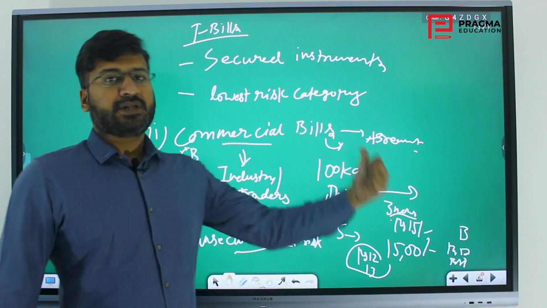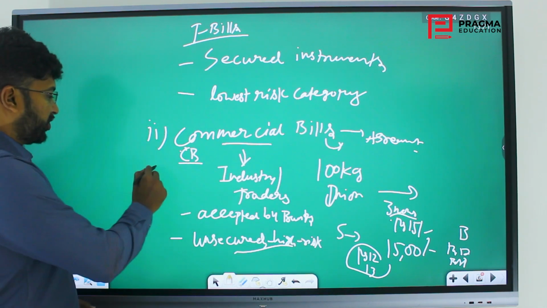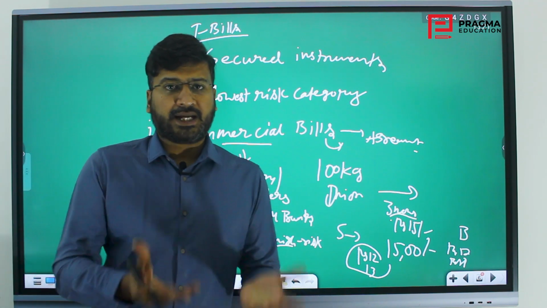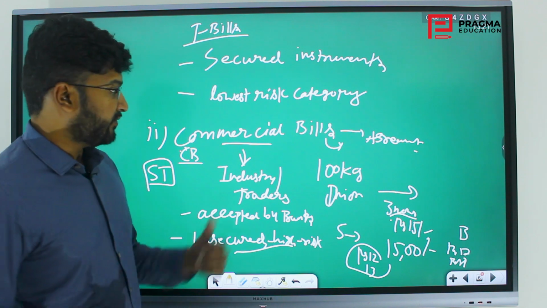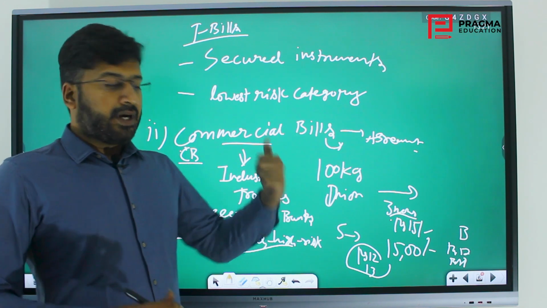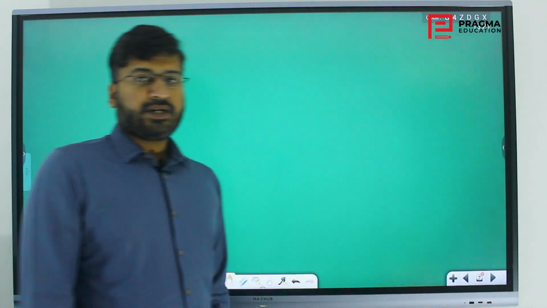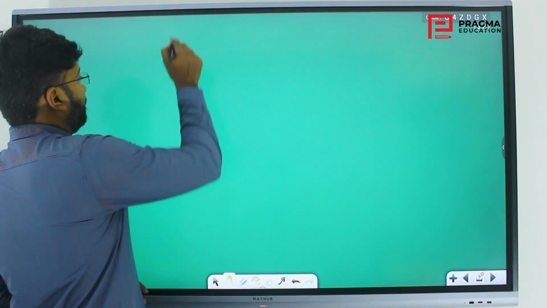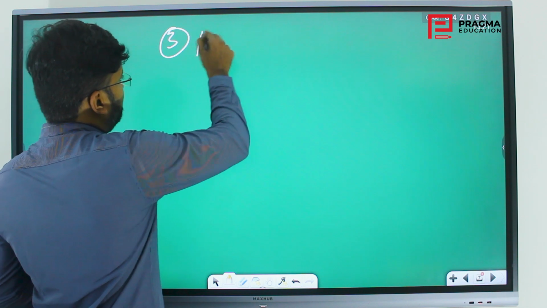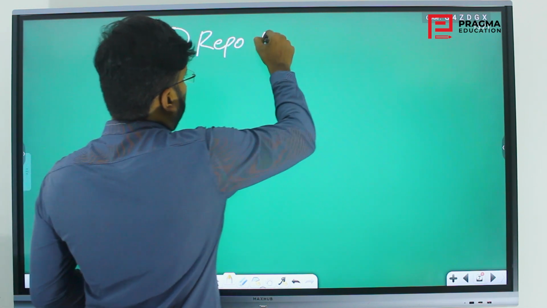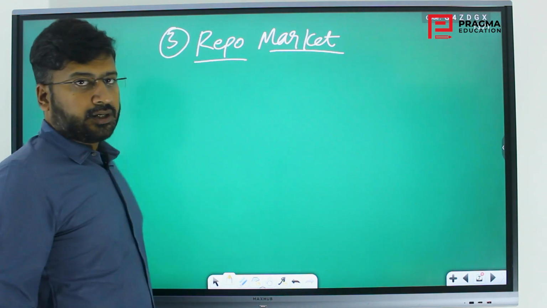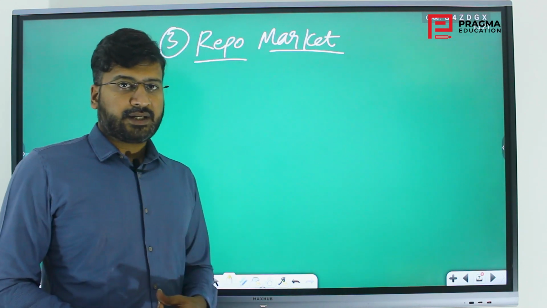So these commercial bills are issued only for short term. It is 3 months, 6 months and max 1 year. That is why this is a money market instrument. These are the instruments that we have seen till now in the money market. Next, the third instrument is the repo market. Don't get confused between repo rate and other concepts that we will be looking at in the banking chapter.